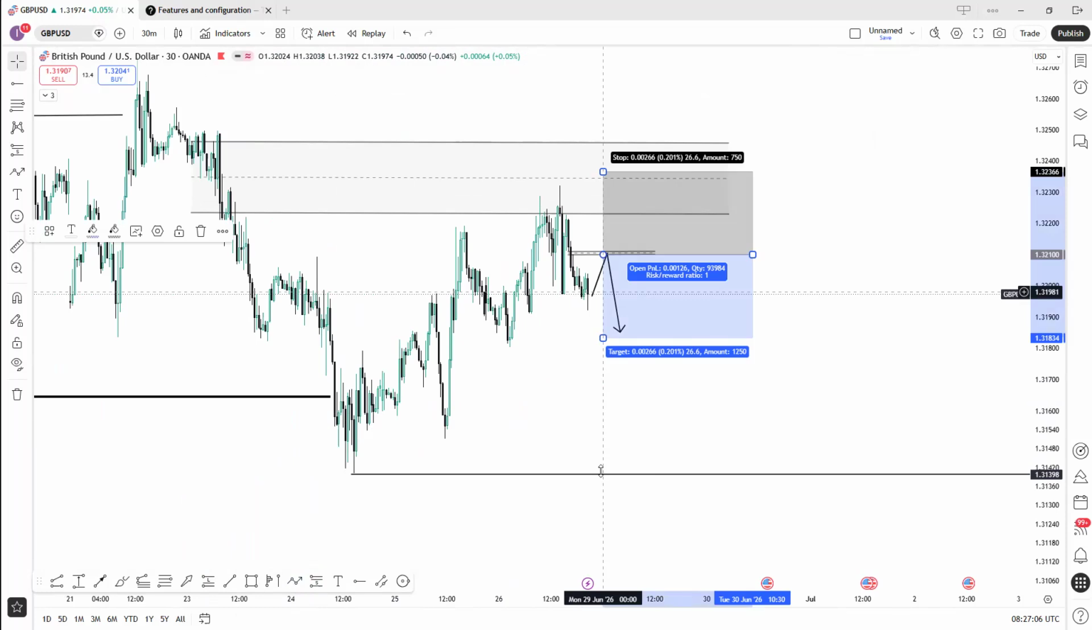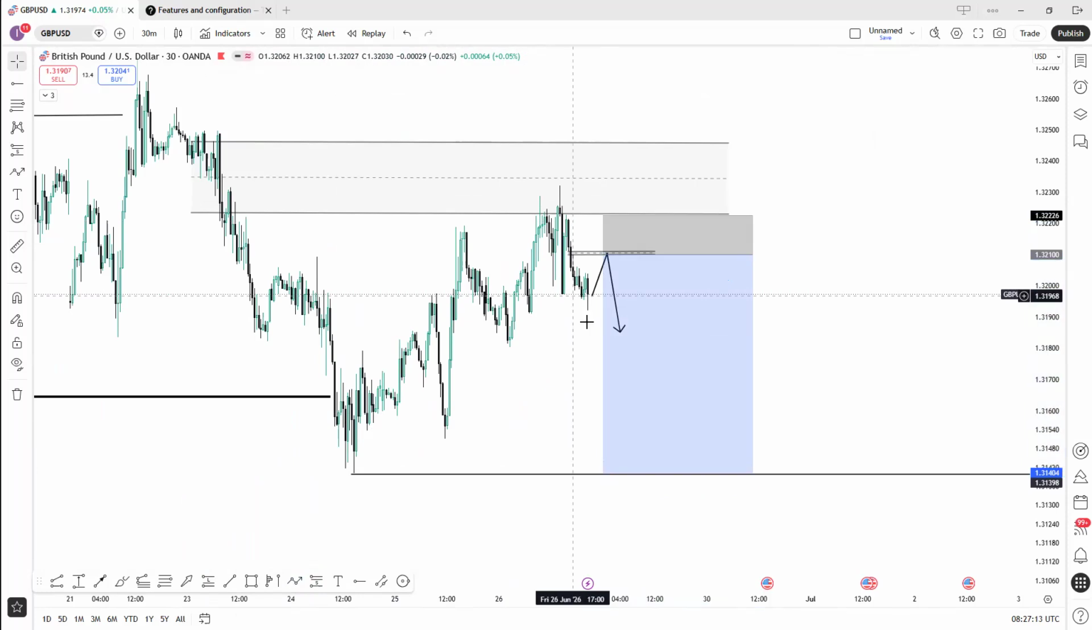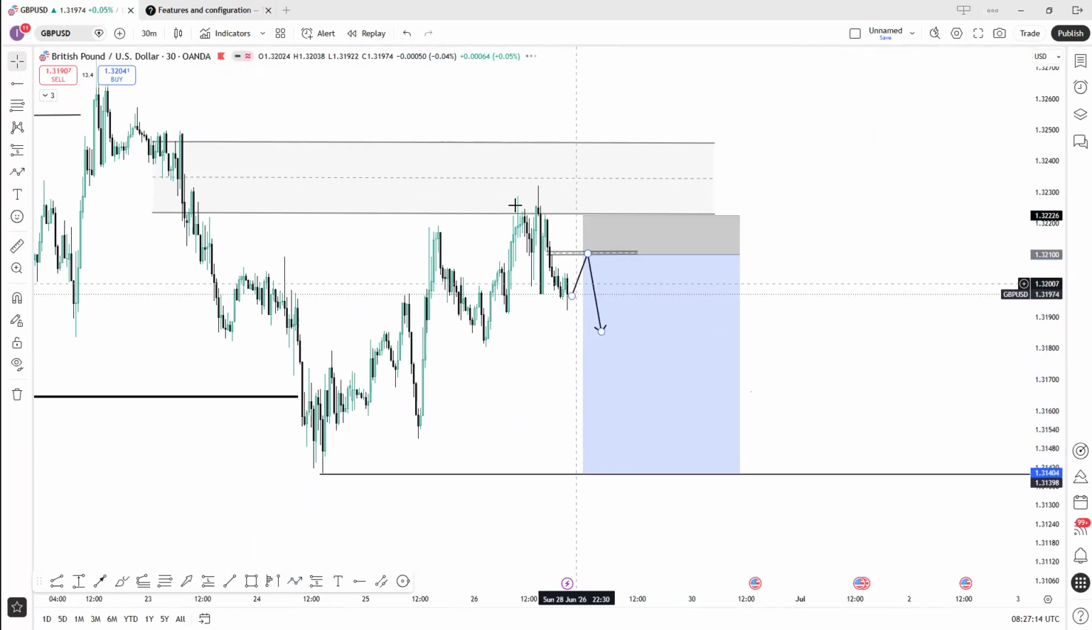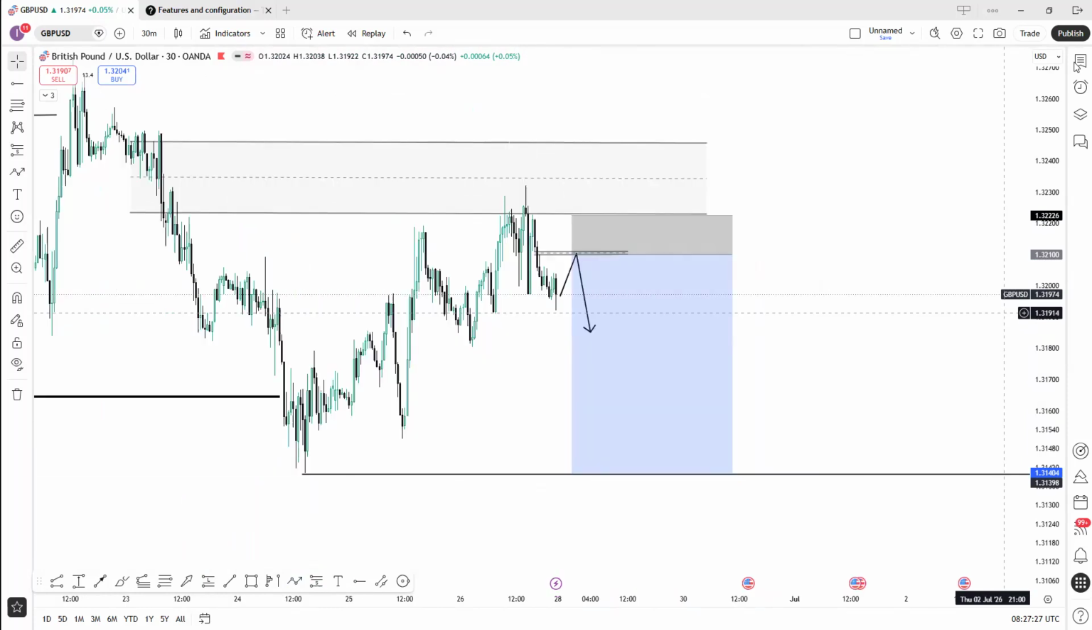Target that sell-side liquidity and enter with confirmation, which means your risk will be reduced. No confirmation, no entry. So we have to wait for mitigation of that area, shift to 5 minutes, wait for a shift, then execute the short position, targeting this liquidity. That is it.